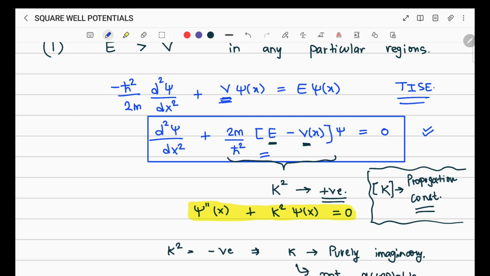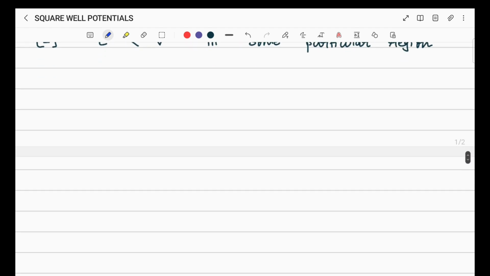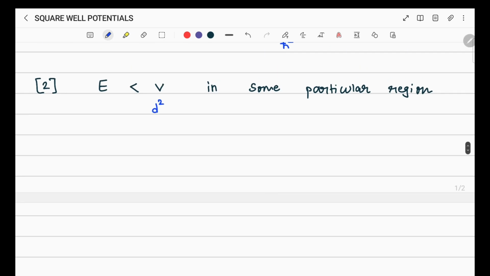Now here E minus V(x) was the thing which we did, and which made the k square a positive thing. But if we go by this equation here, then k square will be negative and k will be purely imaginary, which is not acceptable. So what mathematical trick we can do here is we will write it as d2 psi over dx square, and we will take a minus common, which will make it something like 2m over h cut square, and it will become V of x minus E, times psi, equal to 0.